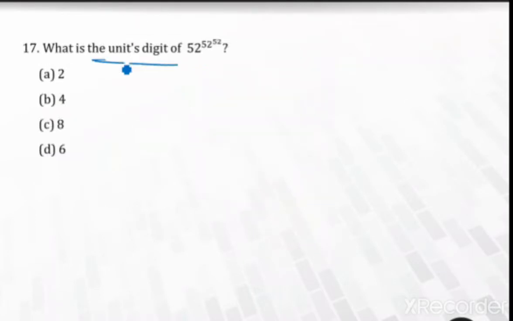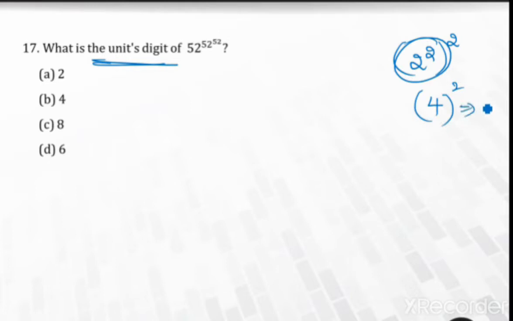Moving forward to the next question. What is the unit digit of 2 power 2 whole power 2? First we have to calculate this term: 2 square gives 4, and 4 square gives 16. Unit digit is 6. Yes, this is the way we have to solve.